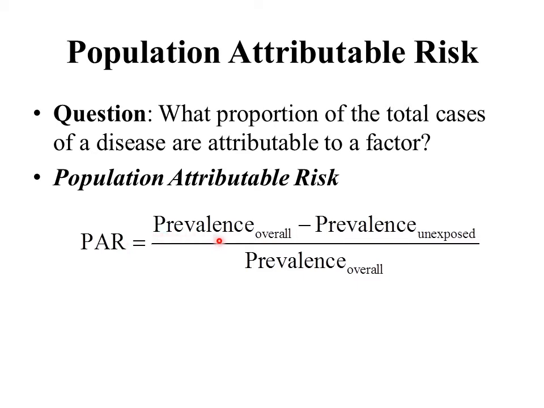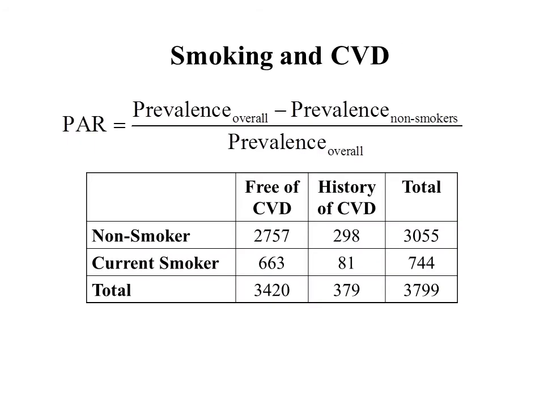And so we're going to measure that with this population attributable risk, which is abbreviated PAR. And so we're going to take the overall prevalence minus the prevalence of the unexposed group and divide it by the overall prevalence. Okay. So let's apply this back to this example of smokers versus non-smokers and cardiovascular disease. So the population attributable risk is going to be the overall prevalence minus the prevalence of the unexposed group, which is non-smokers, divided by the overall prevalence.